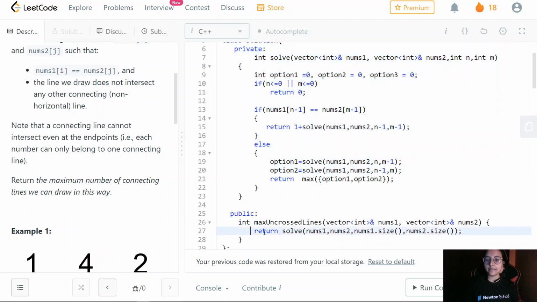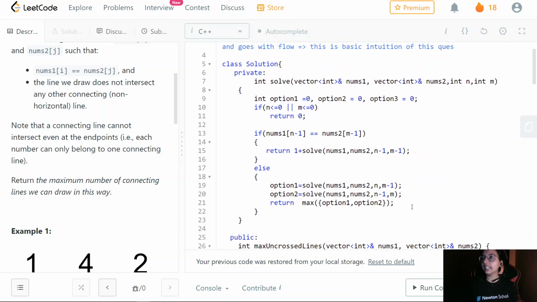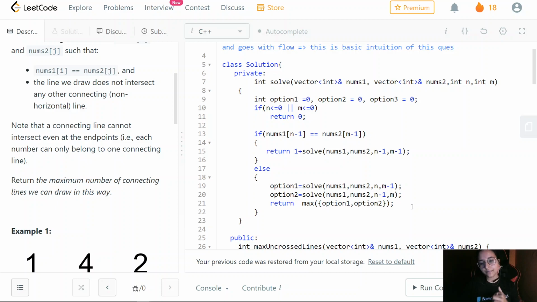So here you can see that in this particular code we are making a function solve, and in that we are passing nums1 and nums2 and passing the sizes of both. Then we are directly taking three options, because either we will be skipping both at the same time, or we will be choosing one at a time, or we will be choosing the other at a time, right? So that's why we are having three options.